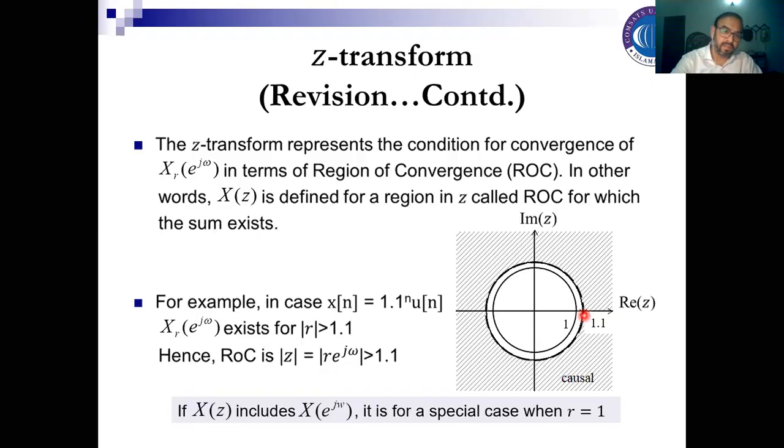So another final thing is that if for a sequence the Z transform includes X of e raised to power j omega.